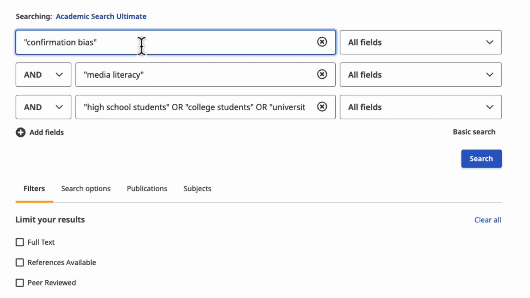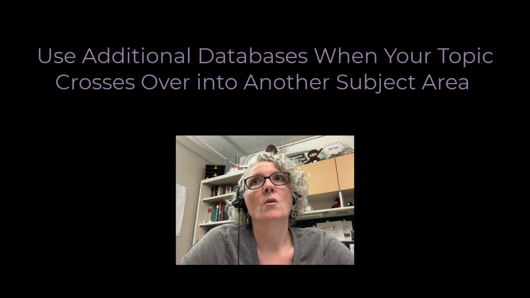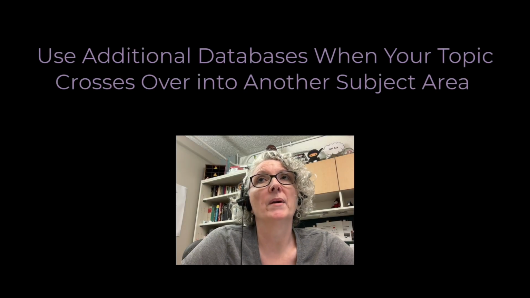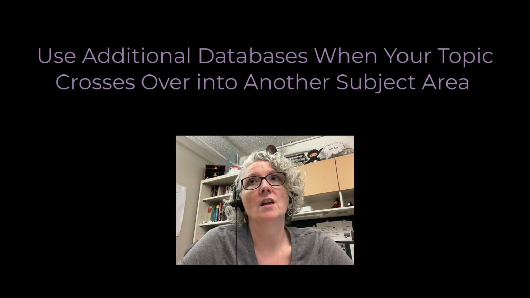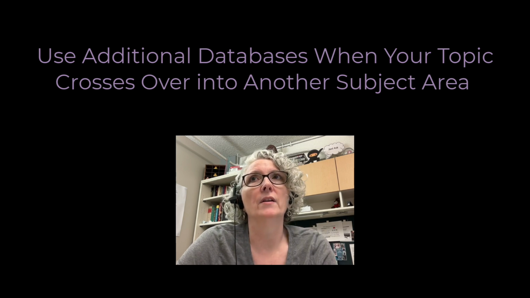And then you do this same thing, because remember we were looking for during the pandemic. So you could remove media literacy and maybe you'll change that to the pandemic and how confirmation bias and the pandemic affected high school students and college students. There are often times where a topic, especially a communication topic, can cross over into other areas.